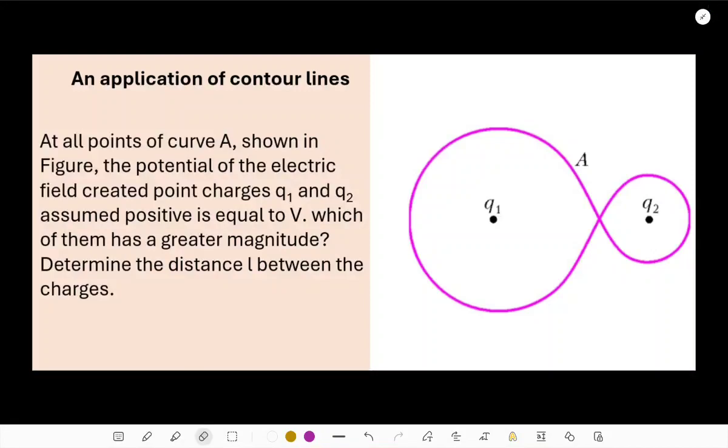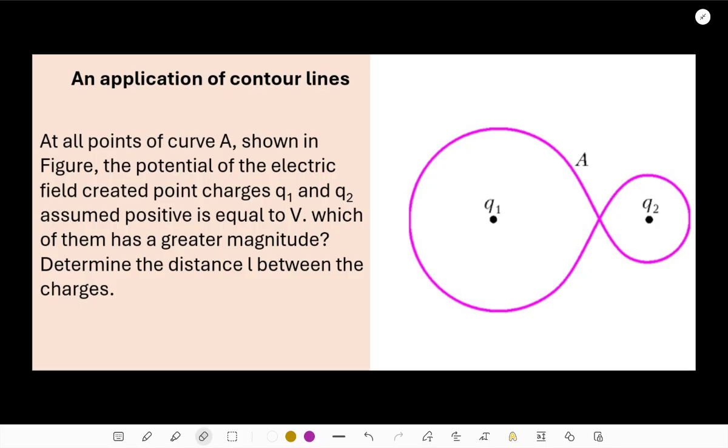And here is an application of contour lines. You can see the diagram, and the problem is at all points of curve A. You can see the curve shown in the figure. The potential of the electric field created by point charges Q1 and Q2, assumed positive, is equal to V. So this is a kind of equipotential line. The potential is V. It's a closed curve, obviously it will be.